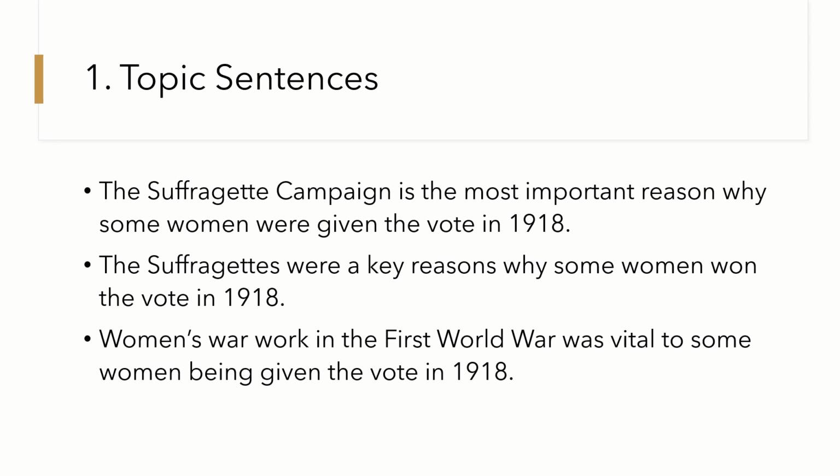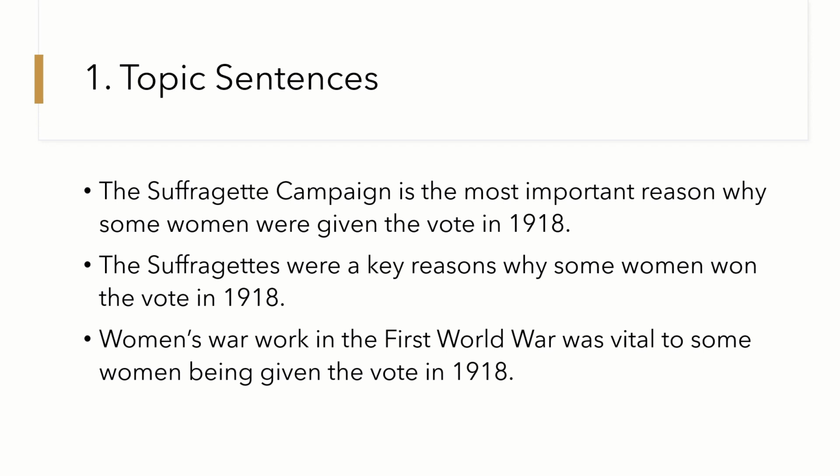So for that reason, you might want to start off your paragraph by saying the suffragette campaign is the most important reason why some women were given the vote in 1918. And you could use that topic sentence if you are going to be arguing that the suffragettes are the main reason why some women were given the vote. If you don't think they're the most important reason, then you might want to use this topic sentence here. The suffragettes were a key reason why some women won the vote in 1918.